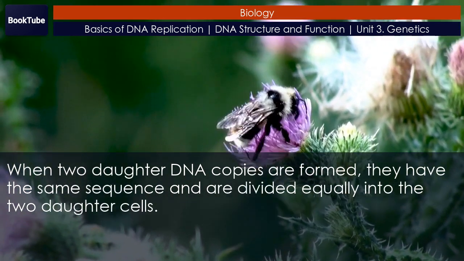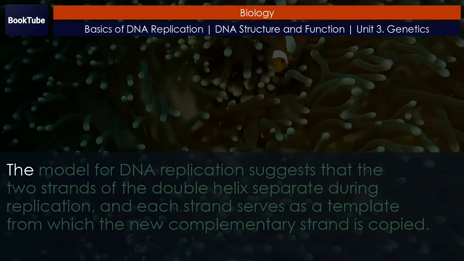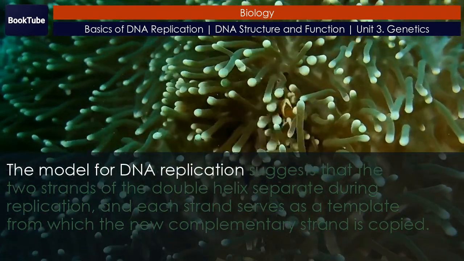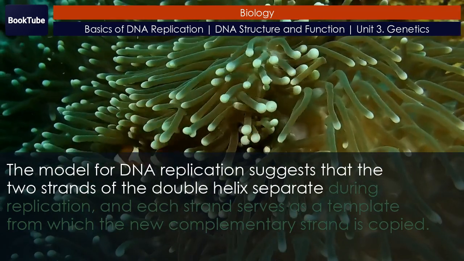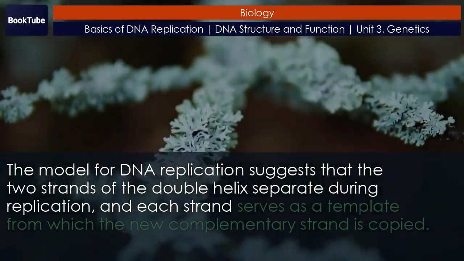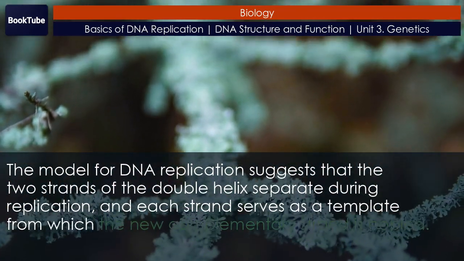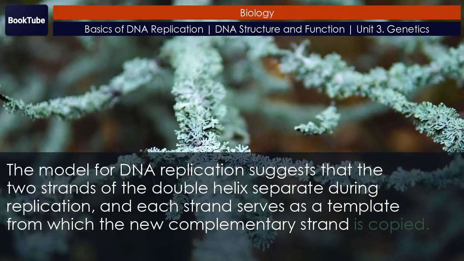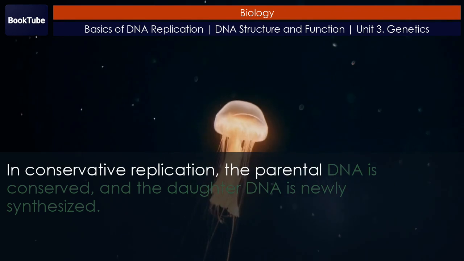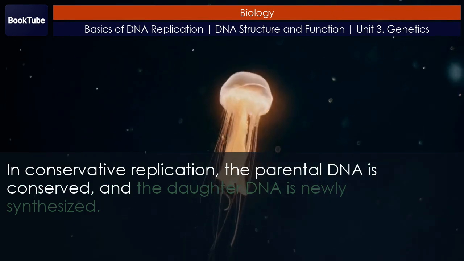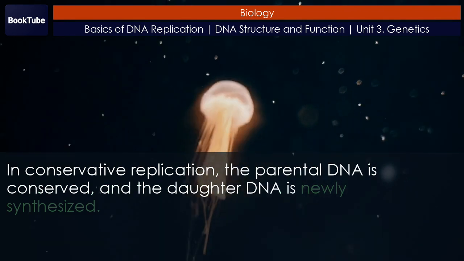Section summary. The model for DNA replication suggests that the two strands of the double helix separate during replication, and each strand serves as a template from which the new complementary strand is copied. In conservative replication, the parental DNA is conserved, and the daughter DNA is newly synthesized.